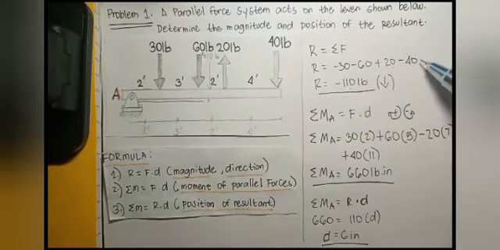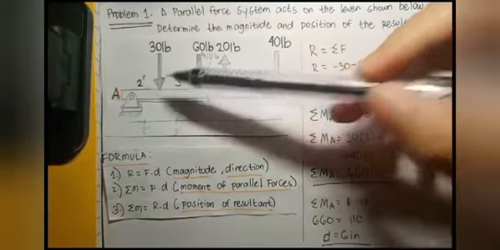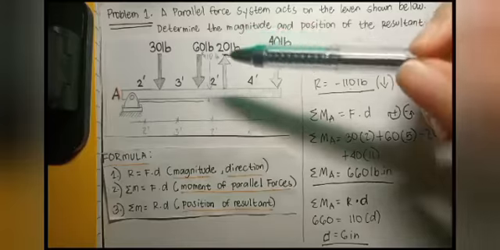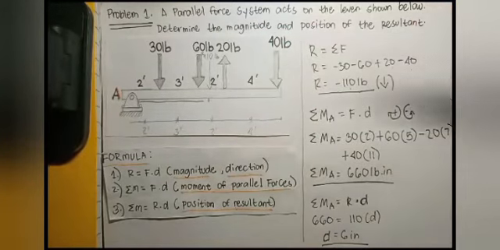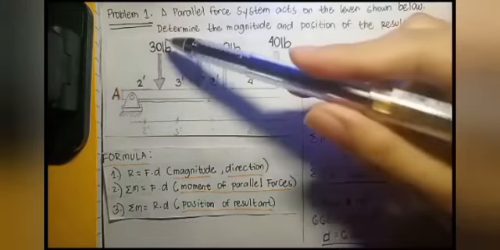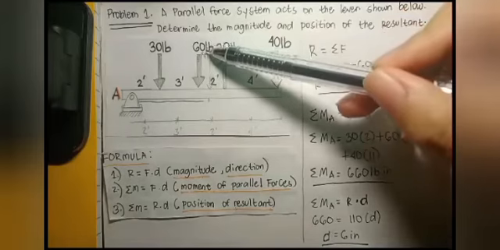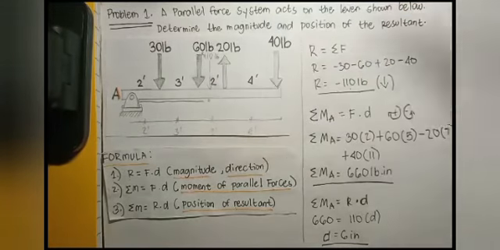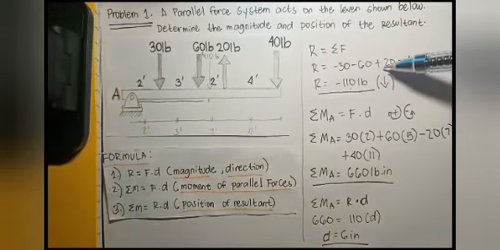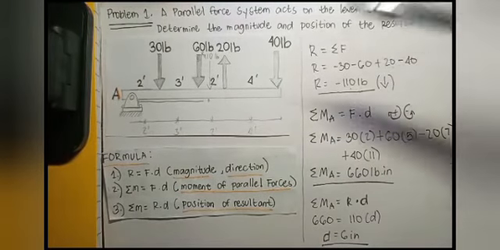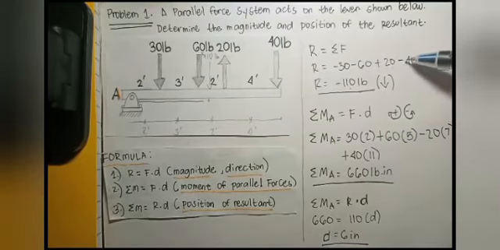Let's write it here. First is 30. The arrow is downward, so it's negative. If the arrow is upward, the sign will be positive, so it's negative 30. Next, we have 60 right here. The arrow is downward, so it's negative. Next, we have 20. The arrow is upward, so it's positive. Let's write the positive 20. Next is downward 40, so it's negative 40.